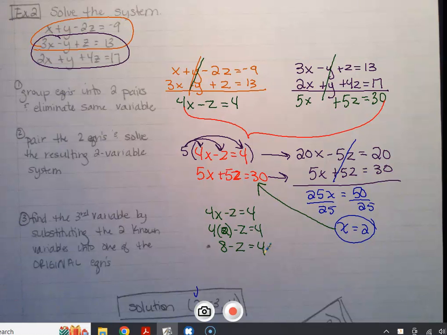What would I do next? Minus an 8, okay. So then I have negative z equals 4 minus 8, which is negative 4. Divide by negative 1. Z equals 4. And is that what it says at the bottom? Check.